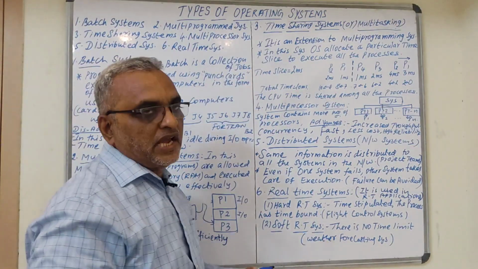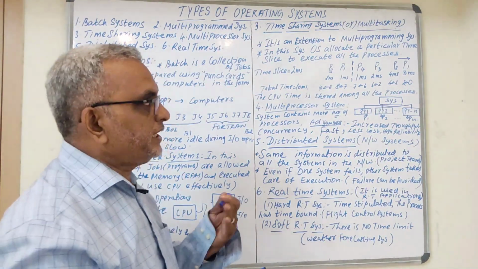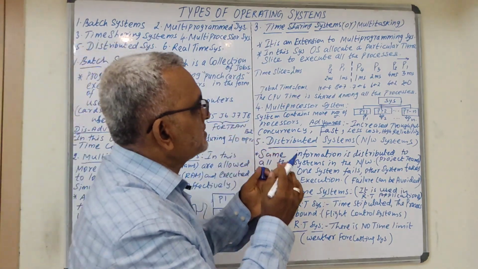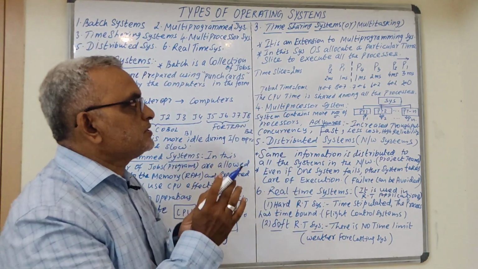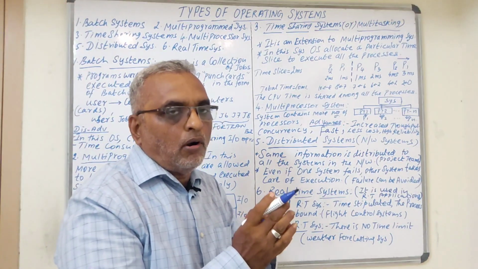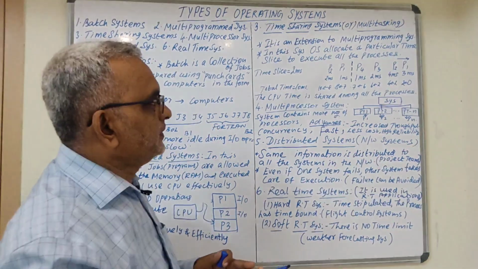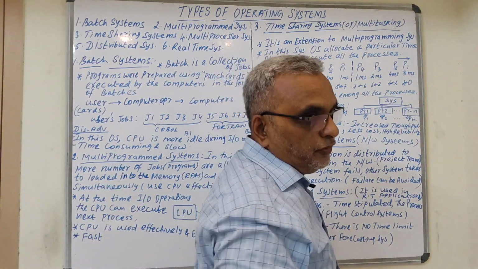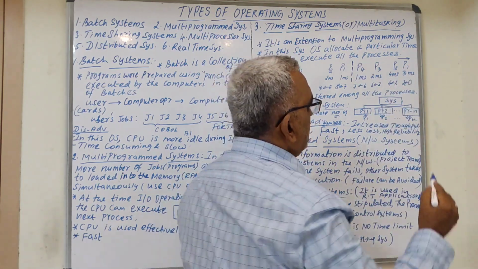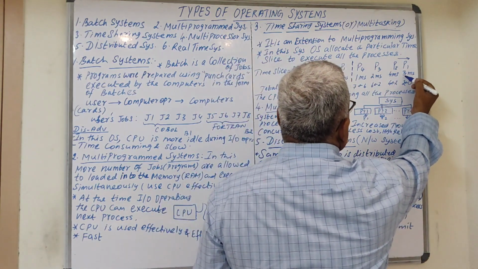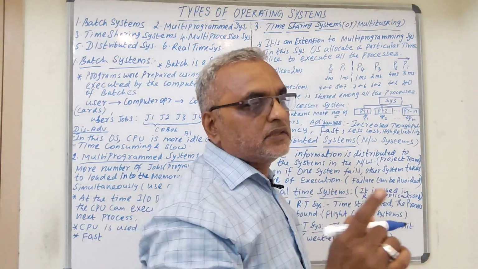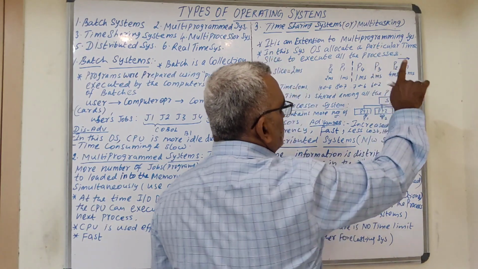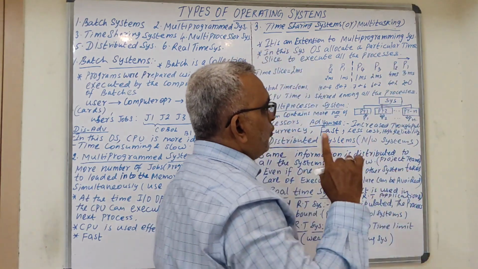The third one is the time sharing system. It is also called multitasking. It is an extension of multi-programming. In this operating system, a particular time slice is allocated to execute all the processes. Let us consider we have process 1, process 2, process 3, process 4. We want to execute all these 4 processes. Process 1 requires 3 milliseconds to complete its execution. Similarly, process 2 requires 4 milliseconds, process 3 requires 2 milliseconds, and process 4 requires 1 millisecond.